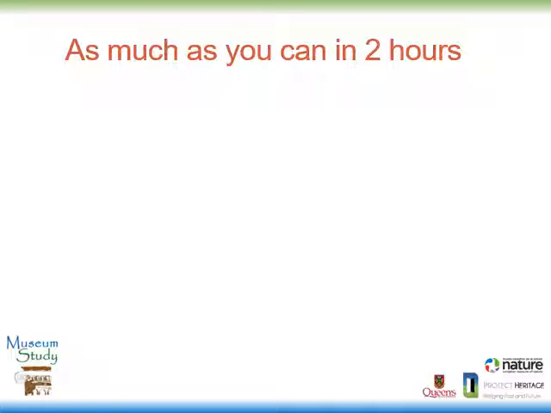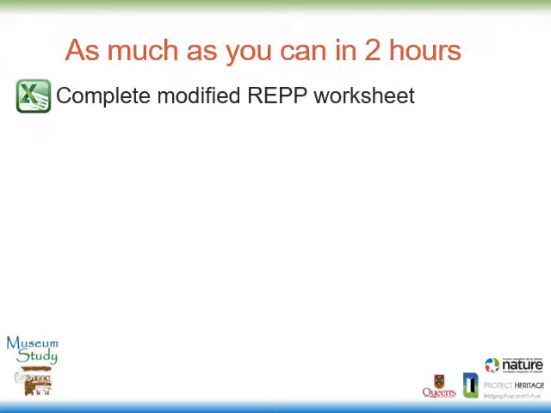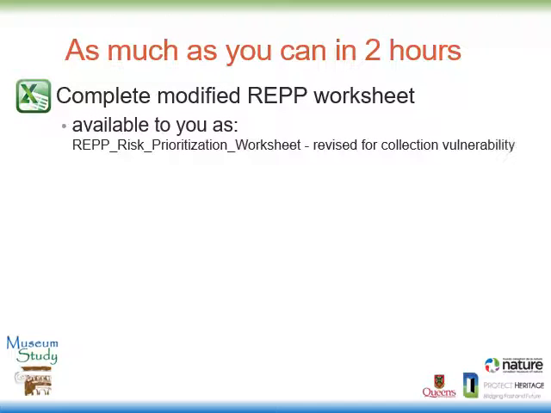And then, as much as you can in 2 hours, complete the modified REPP worksheet. Now, that worksheet's going to be available to you as this file, REPP Risk Prioritization Worksheet Revised for Collection Vulnerability, and that should be available to you on the MuseumStudy site.